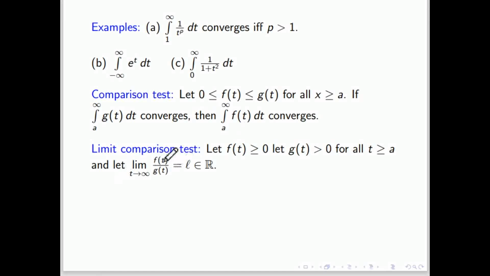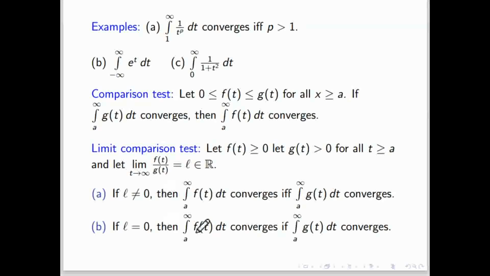Then the limit comparison: if you take the limit, it will come L. If L equals 0, then f(t) converges only if g(t) converges. If L is non-zero, then definitely both have the same property. Like if f converges, then g will also converge. Similarly, if g converges, then f will also converge. Like we do with series, the same thing here in the form of integration.